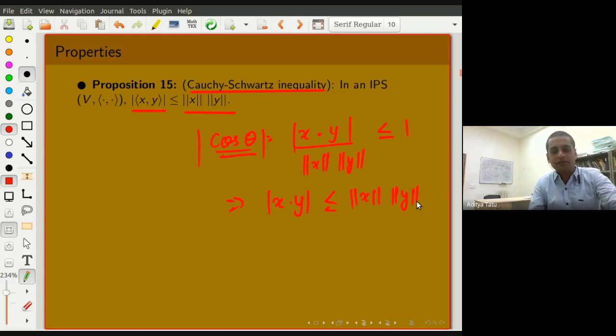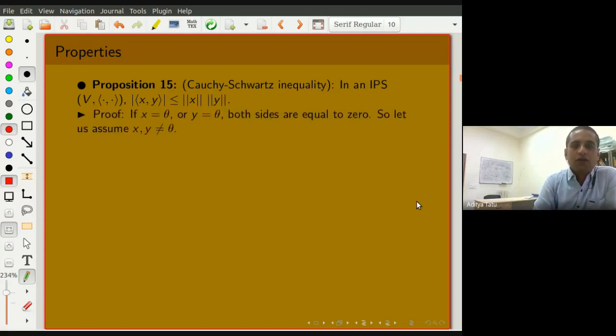But remember, that is not the case with us. We are working in an arbitrary inner product space. So let's try to show this inequality for any arbitrary inner product space. Now, if one of the two vectors is just your theta vector, then you can see both sides will be 0. So there is nothing to prove there, it is trivial. So let us assume both x and y are not 0.